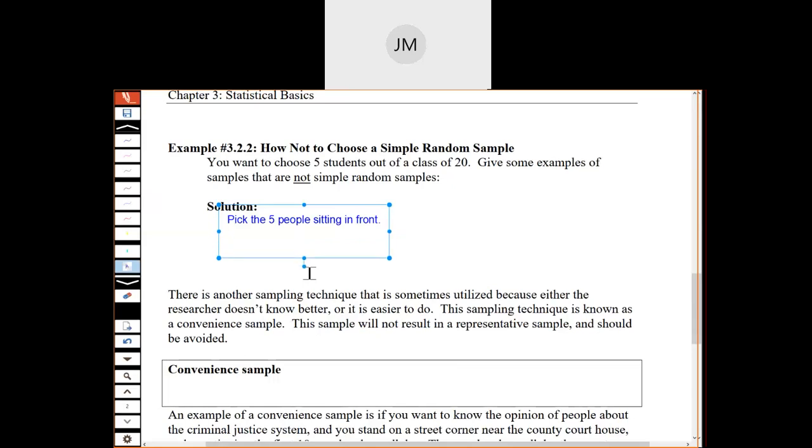We could also say, what if I pick the 5 tallest people? Again, it's not the case that everyone is equally likely to be chosen, so that's not a good way to pick a sample, because it's not going to have a good chance at being representative of the population.